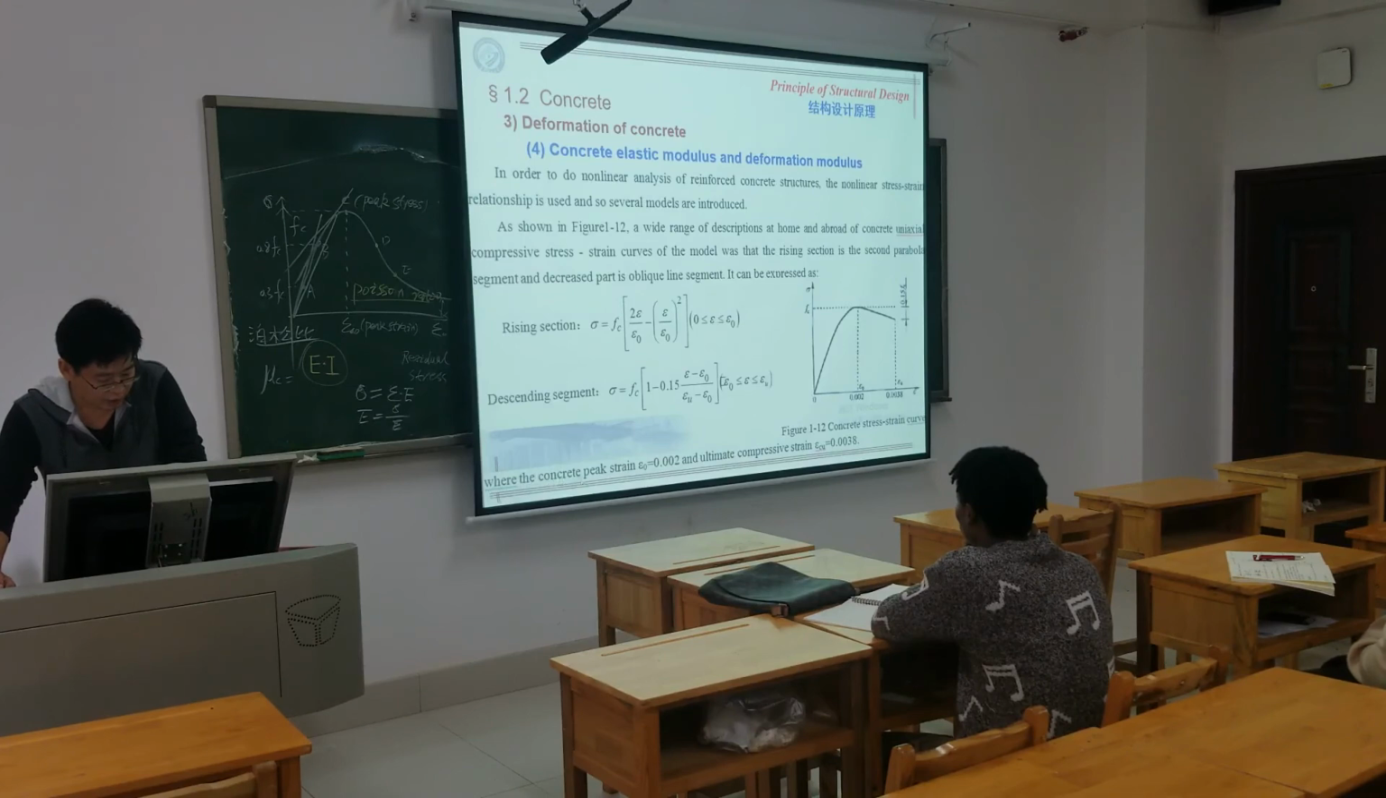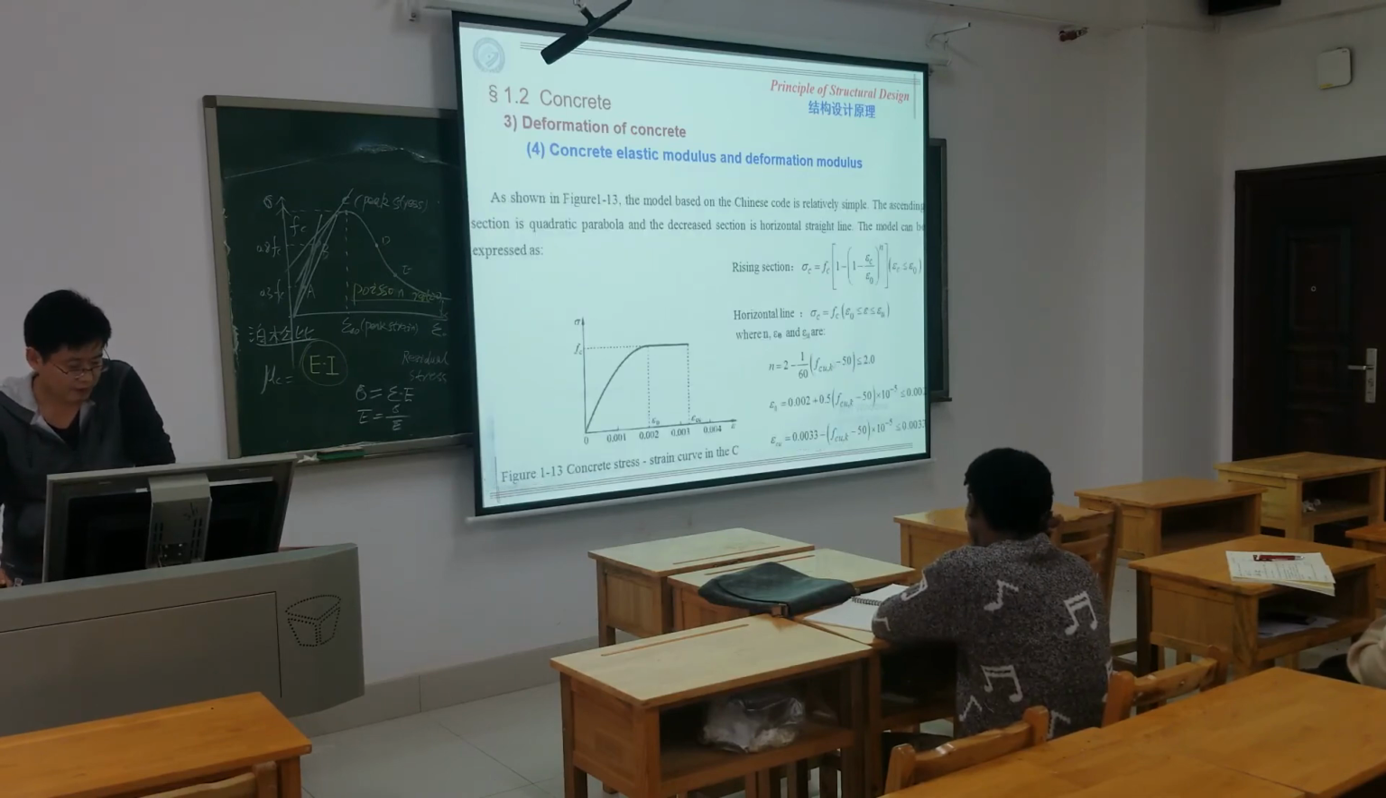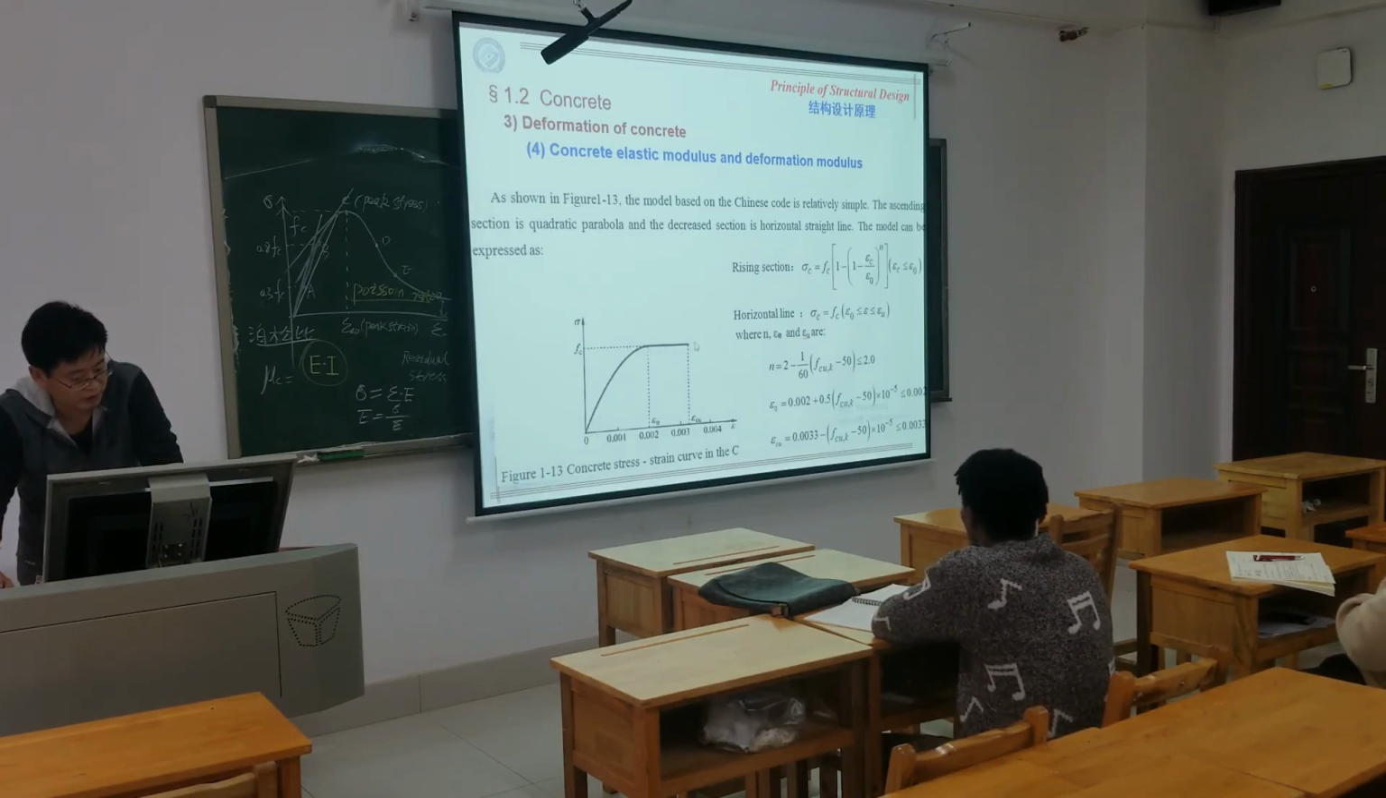Here the concrete peak strain is 0.002 and the ultimate compressive strain is 0.0038. A little bit different: in China we normally use 0.003. Another curve, as shown in this figure, the model based on the Chinese code, is relatively simple. This one is even simpler. The first section is a quadratic parabola, and the second is a horizontal straight line.